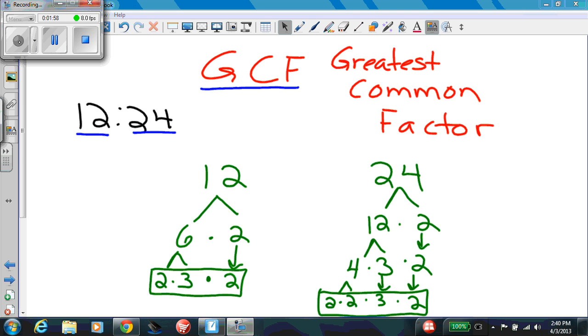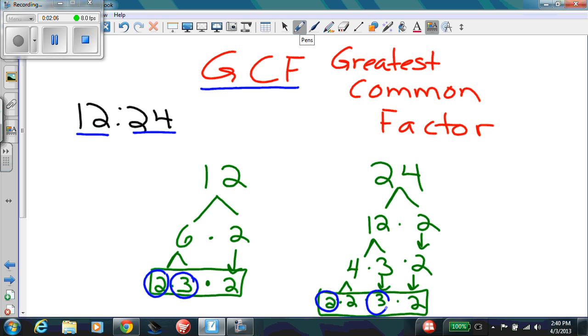I would go ahead and take a look at, let's see, they have a 2 in common, a 3 in common, and they also have another 2 in common, right? Those are the factors they have in common. Now, if I multiply them, 2 times 3 is 6, and 6 times 2 equals 12. So the greatest common factor for 12 and 24 happens to be the number 12.